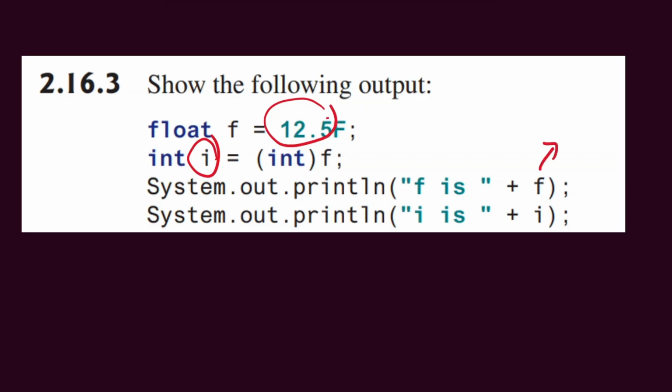Recall f will not change if we force it to become an integer, because we just set it up to a different variable. So f will be 12.5. And i is set to the forced 12.5 to integer. So 12.5 as an integer, that's just 12. So this is going to be your display.